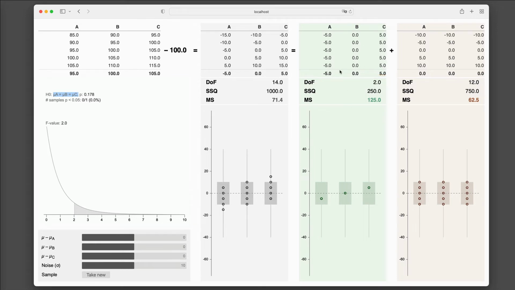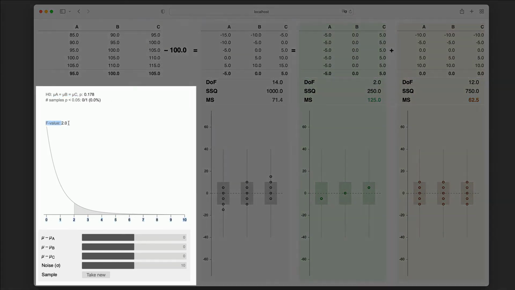But we live in a random world, and even this systematic part is also random. You remember that average values of your sample are also random numbers, right? So therefore, we have an F value a little bit larger than 0. It's 2. And what you see here is a distribution of possible F values for the case if null hypothesis is true, and then for these degrees of freedom, if we have 2 degrees of freedom in the systematic part, and 12 degrees of freedom in the random part. So this is how F values are distributed in this case.